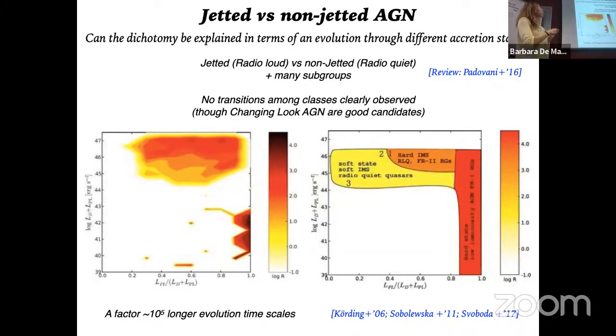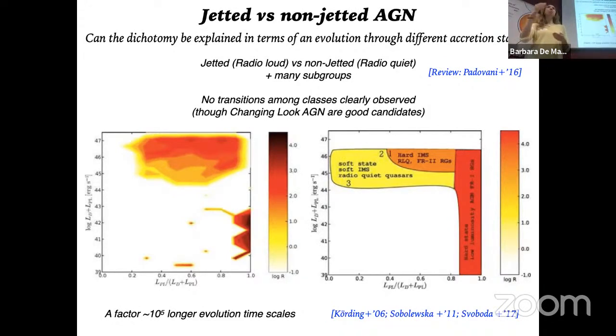For example, we know that there exist jetted and non-jetted AGN. So these sources show many similarities. The time scales, however, are very different. As I said, the time scale should scale with the black hole mass.